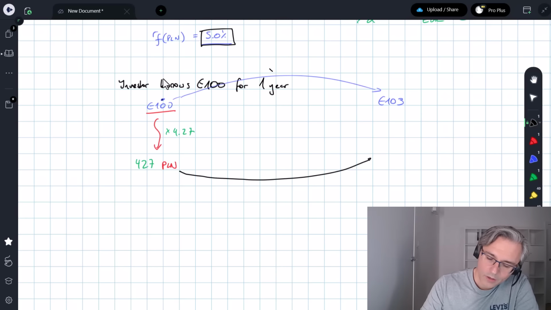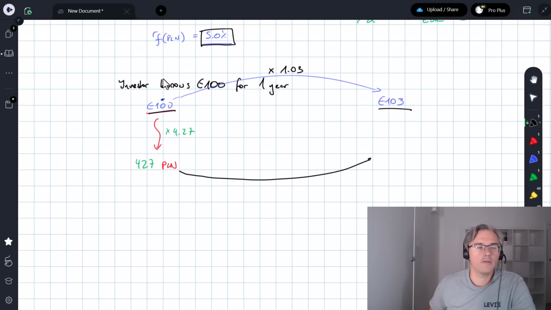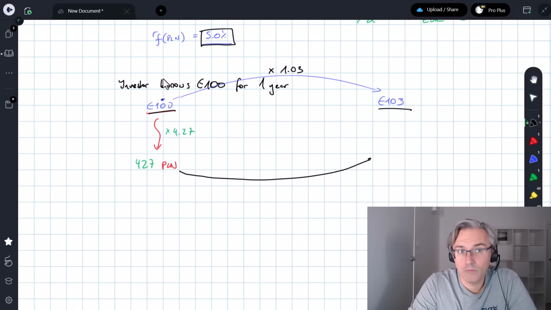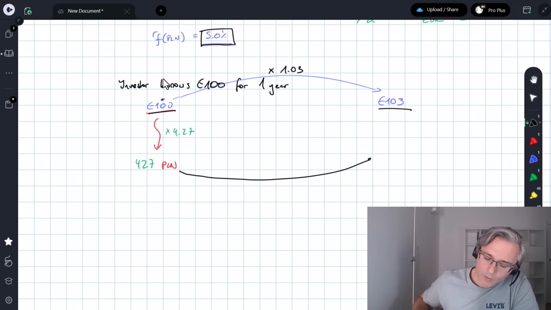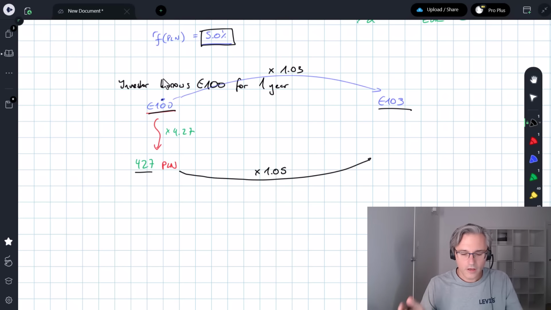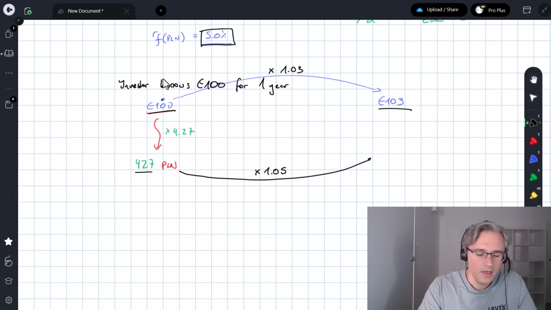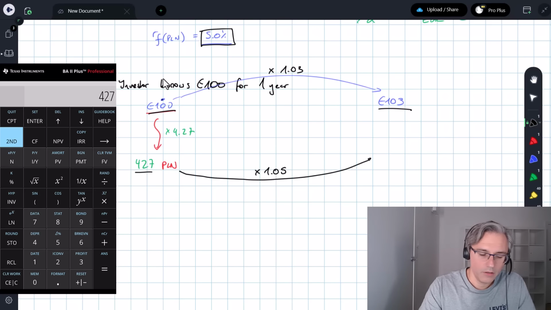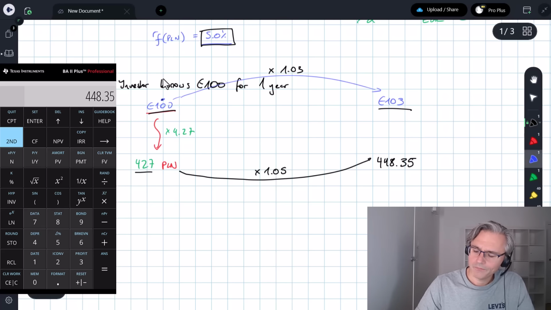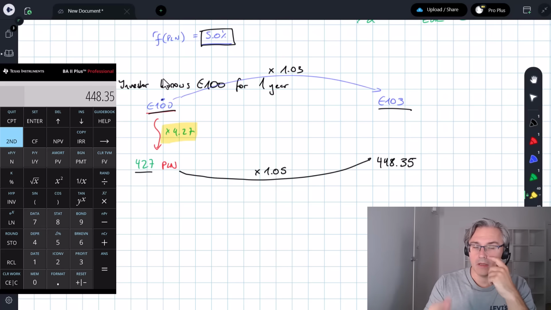So, just in the same way as this borrowed amount grows into 103 by multiplying by a factor of 1.03 to arrive at what will have to be returned, in the same way, we can take this and multiply it by 1 plus the interest rate in Poland. So an assumed hypothetical 5%, and the 427 invested in Poland will grow at 5%, so times a factor of 1.05 to reach 448.35.